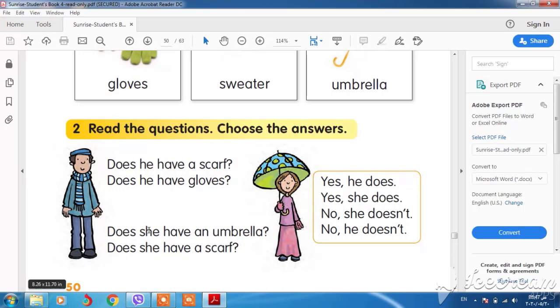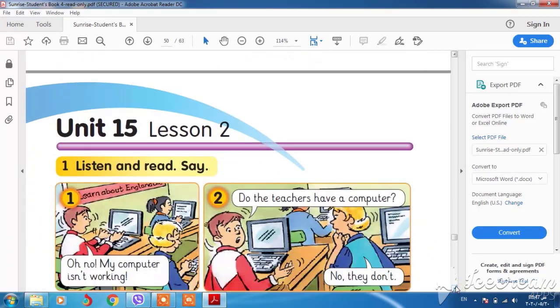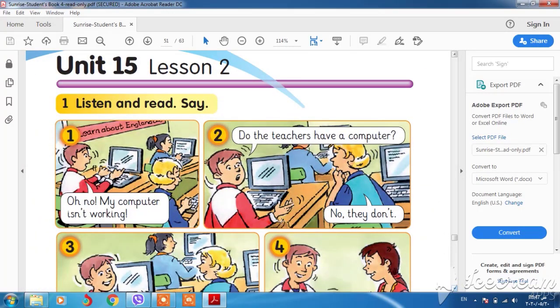And we have she also. We use does for the question, okay? And let me read what we have. Oh no, my computer isn't working. This sentence is present continuous and it's a negative sentence because we have isn't, okay? If we make it positive, it will be my computer is working, okay? My computer is the subject, isn't is the verb to be, and working is a verb with ing.